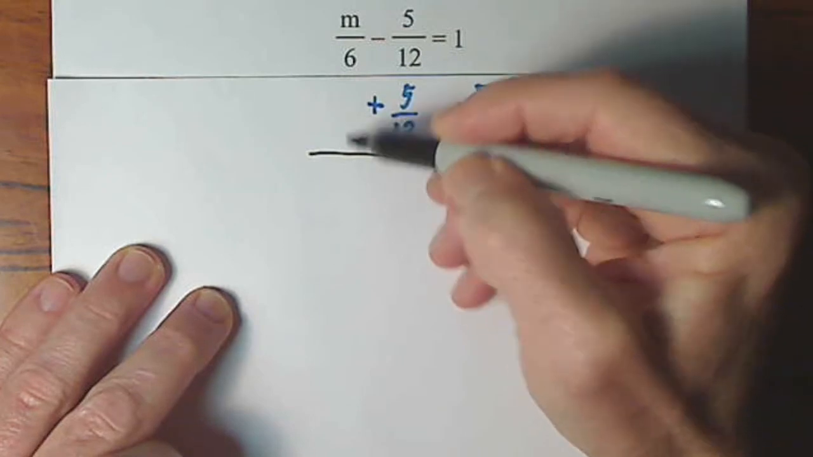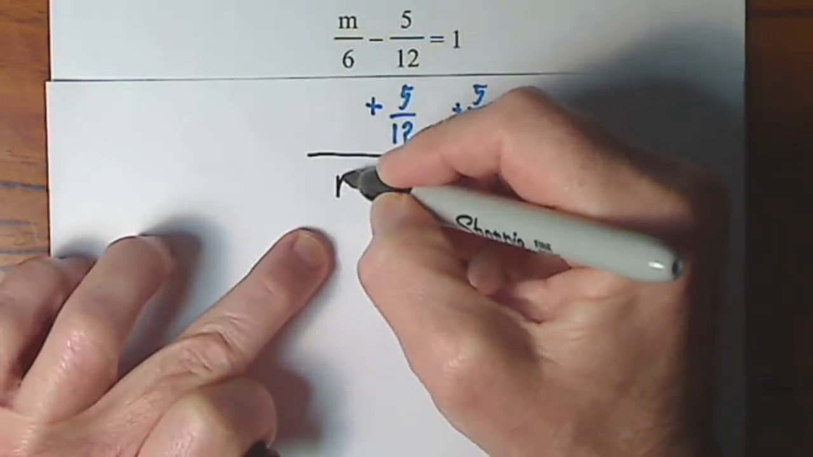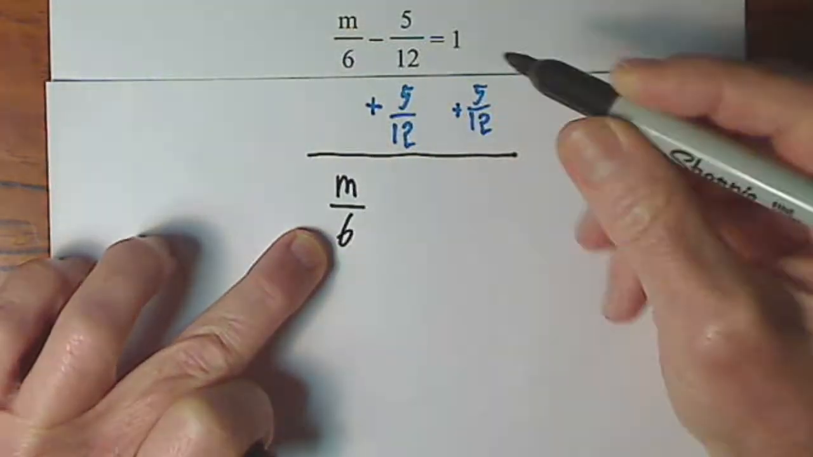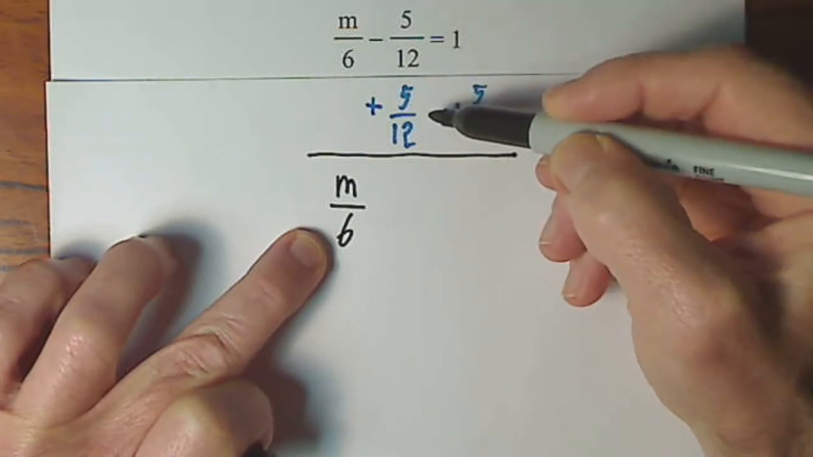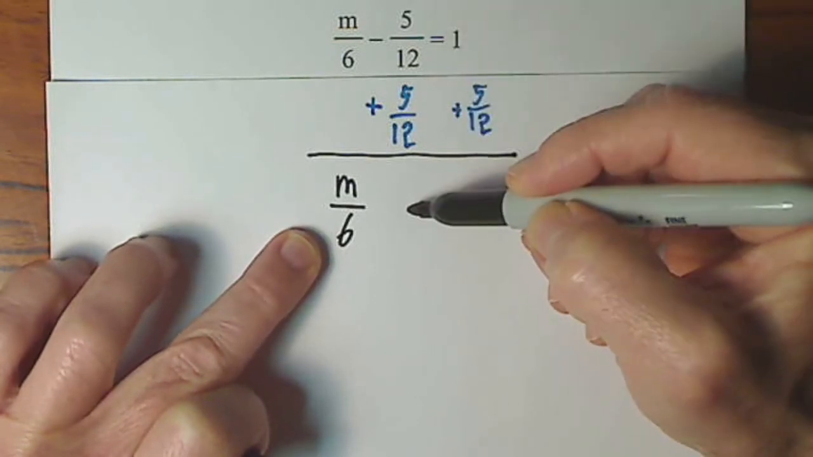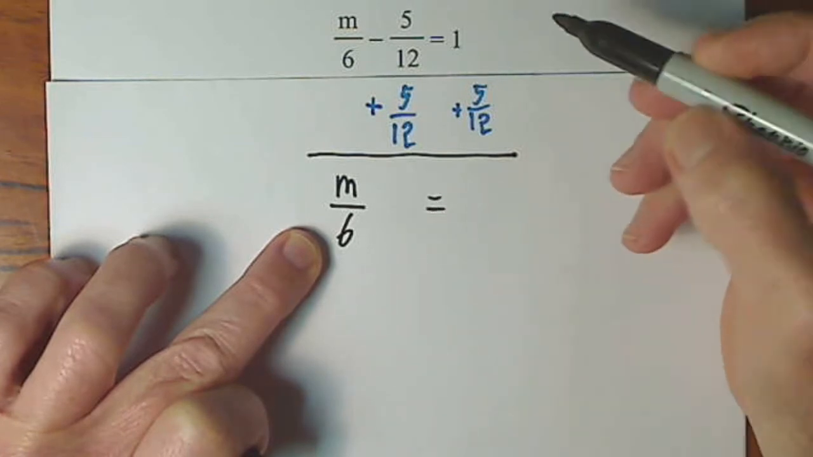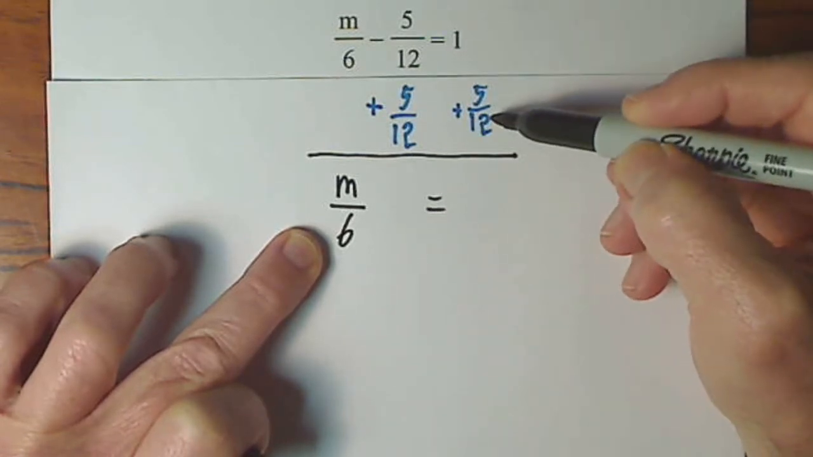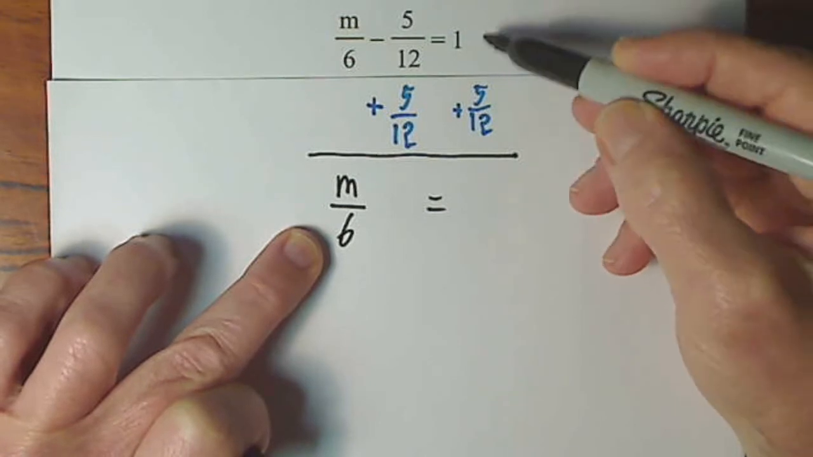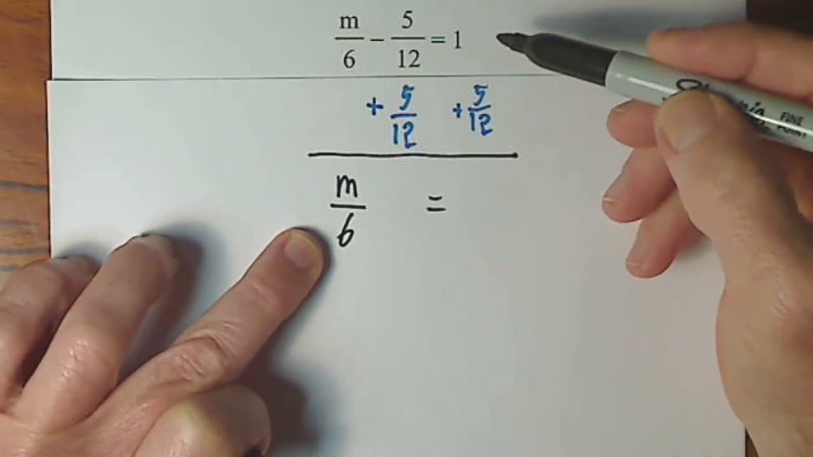M over 6, nothing has happened there, so I'll simply bring down m over 6. Negative 5/12, positive 5/12, that gives me a 0. I don't have to write it. On the other side of the equal sign, I have 1 plus 5/12. There's a number of ways to show this happening, but something rather convenient.